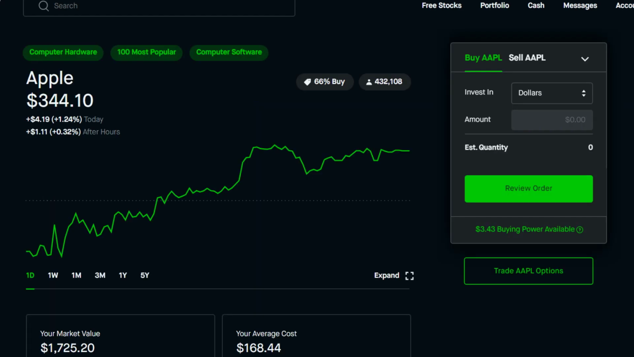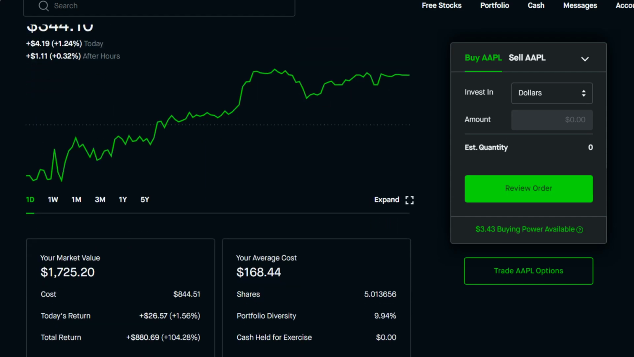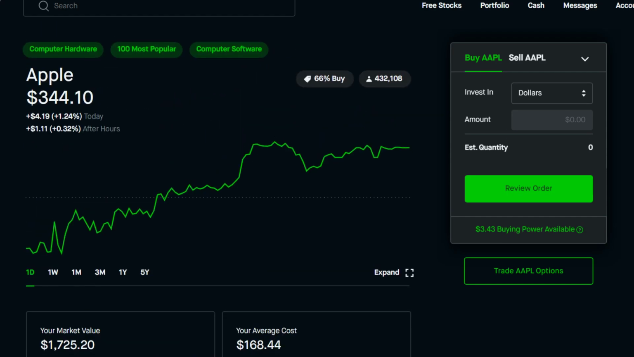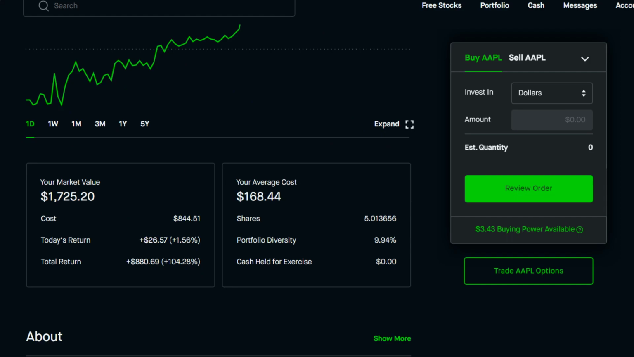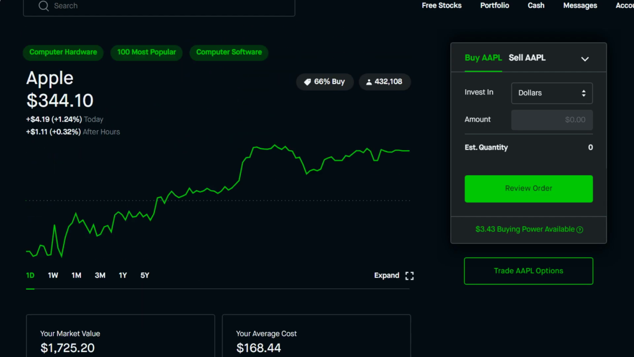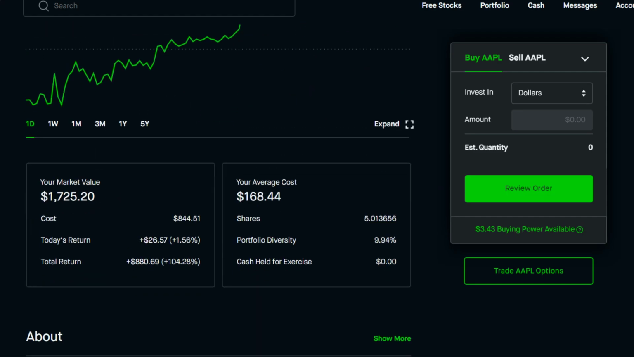So let's start here with Apple, one of my biggest holdings, naturally. So Apple right now, you see my cost basis is $168.44 on Apple. So my total return is $880 or 104%. So double my money on this position so far. Very proud of this one, and it's one I plan on obviously just continuing to hold. It's around 10% of my portfolio.